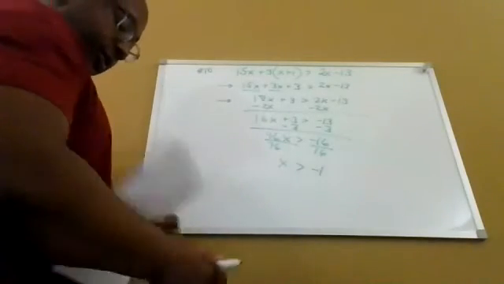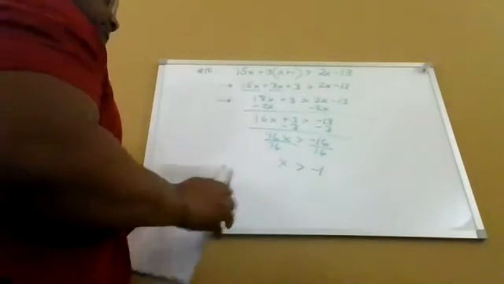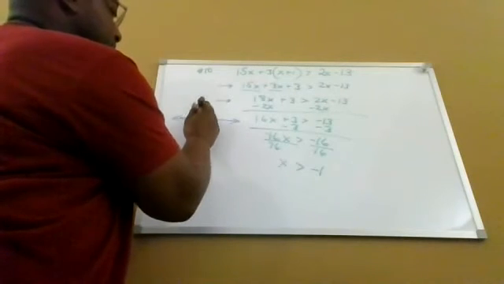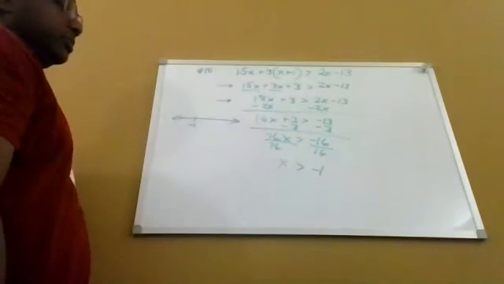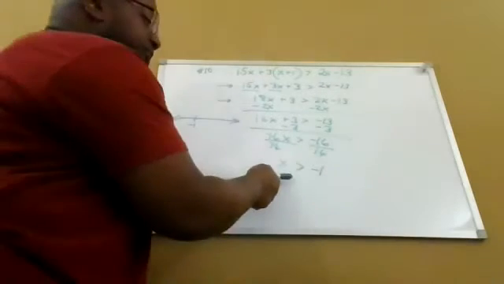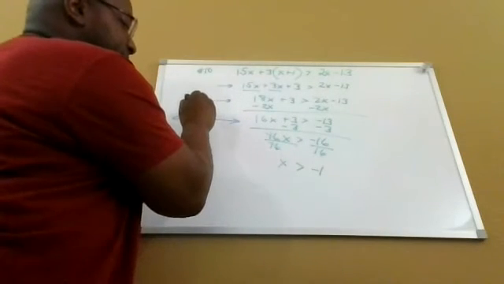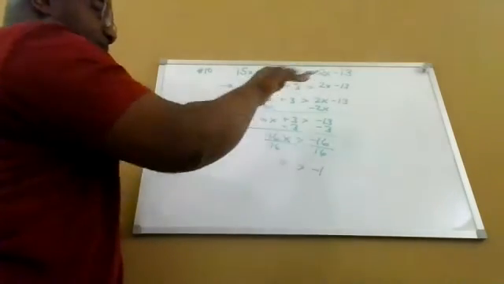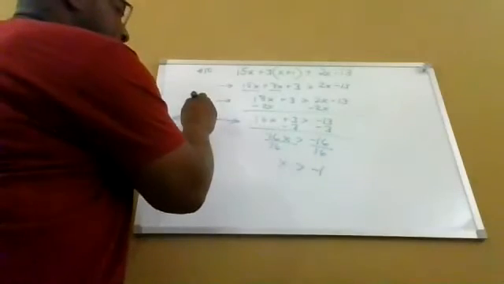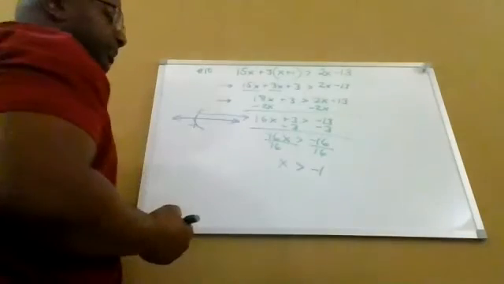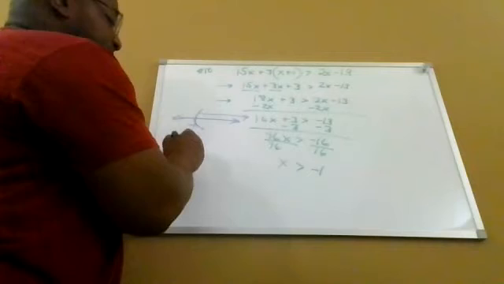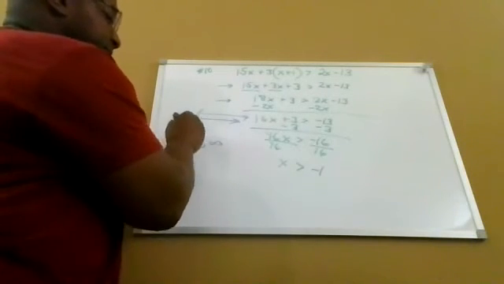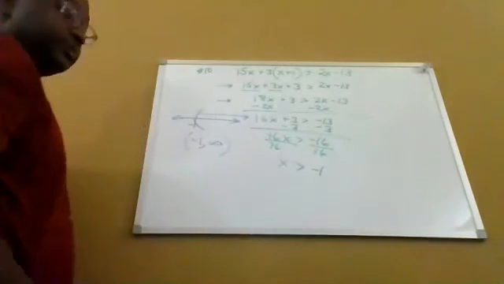So now let's graph this on a number line. Since it's just greater than, I'm going to have my parenthesis at x equals negative 1, and have my arrow going to the right. And then in interval notation, it will be this: negative 1 to infinity, parenthesis, parenthesis.